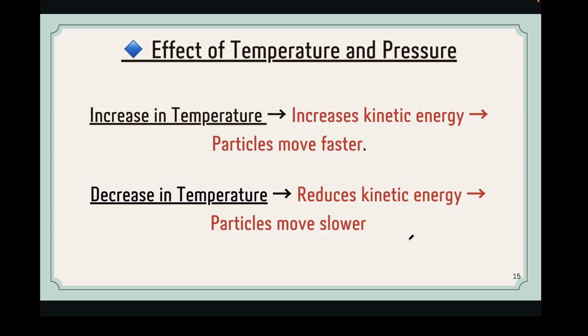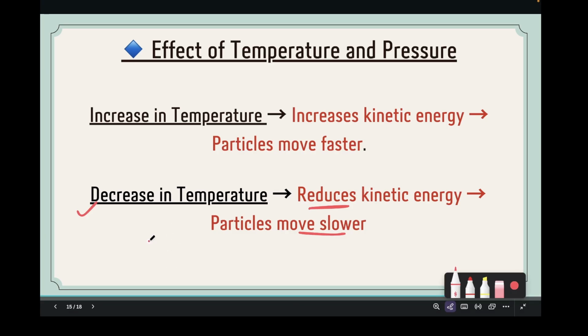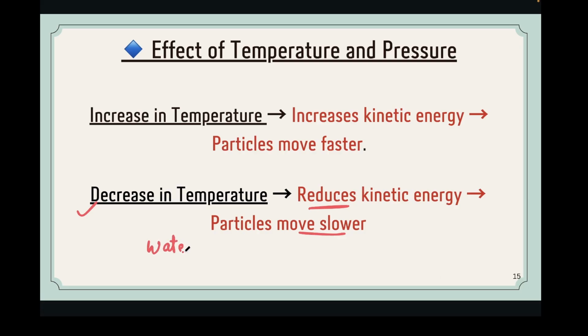When we decrease temperature, the kinetic energy reduces and particles move slower. That leads to contraction. For example, water freezes to ice. Water turns into ice, and on increasing temperature, water turns into steam.